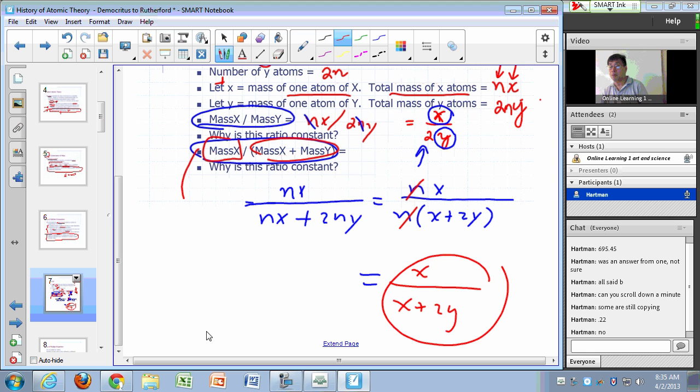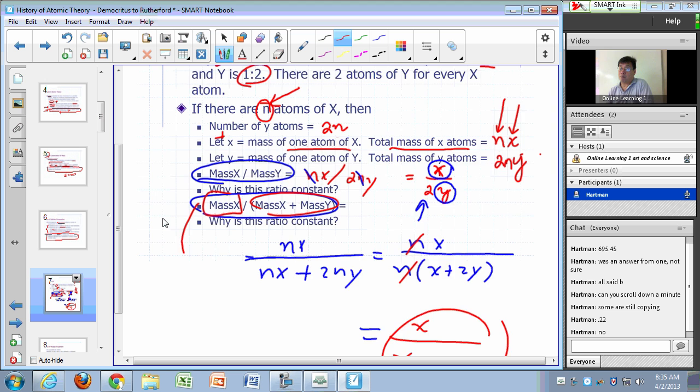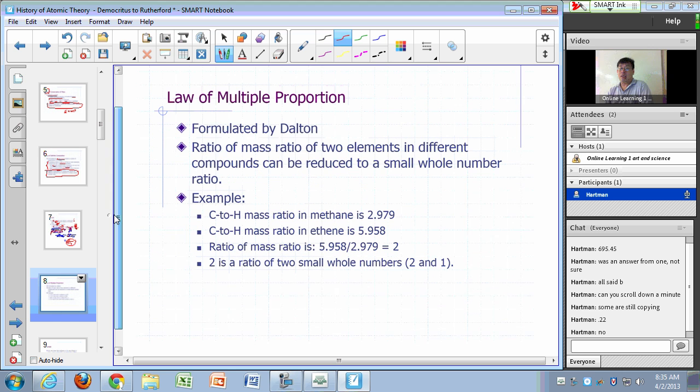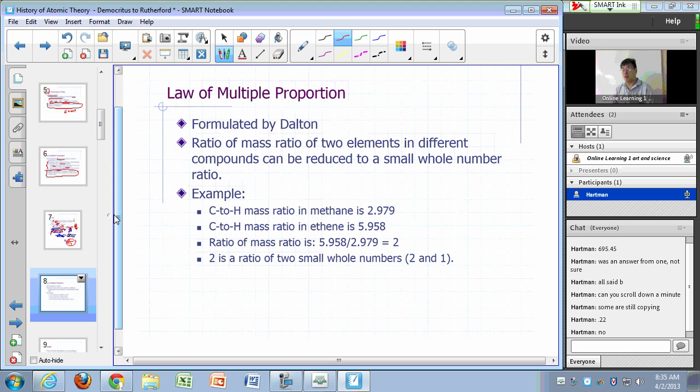So that's how you explain the law of definite composition if you were to assume that the count-to-count ratio of the different atoms is a fixed number in your compound. All right. The law of multiple proportion was also formulated by Dalton based on experiments he did.